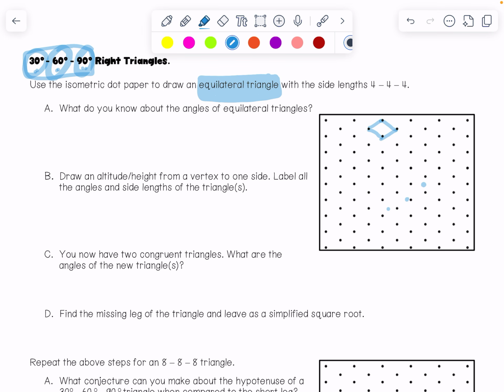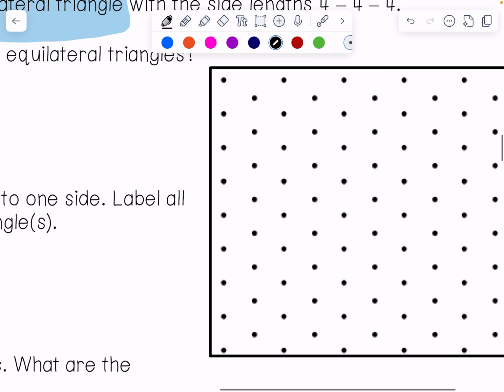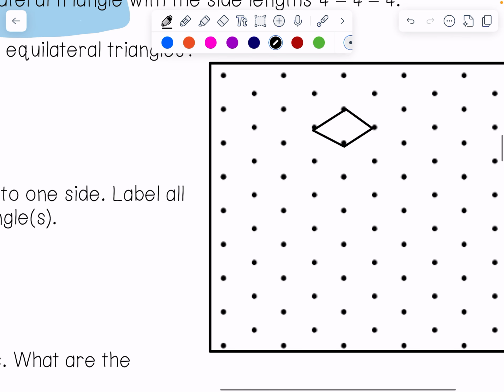This dot paper is actually different. This is known as isometric dot paper. What that means is that between every two dots is exactly the same length. So each of these, as I drew this, would be considered a rhombus. Each of these are the same length, they're just not at a 90-degree angle.